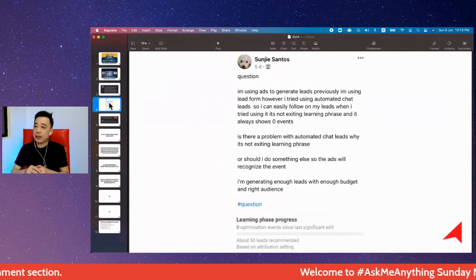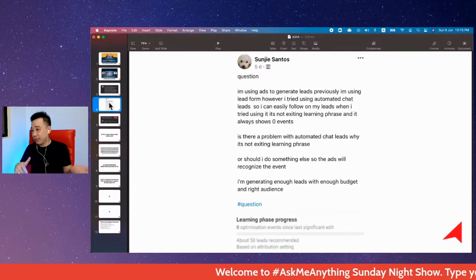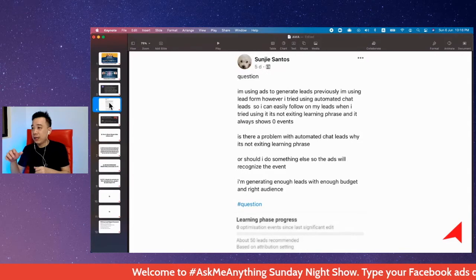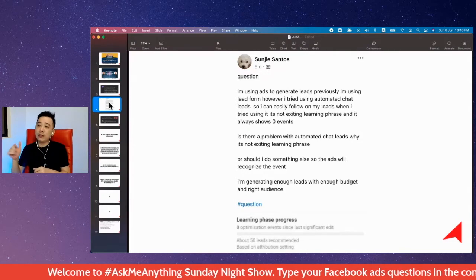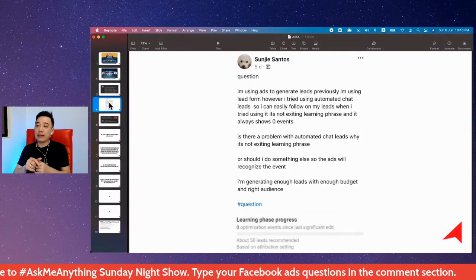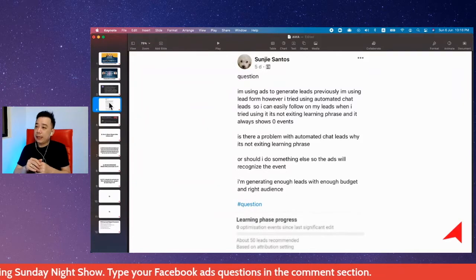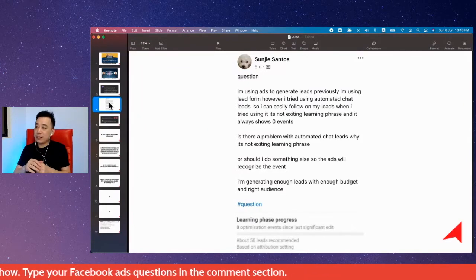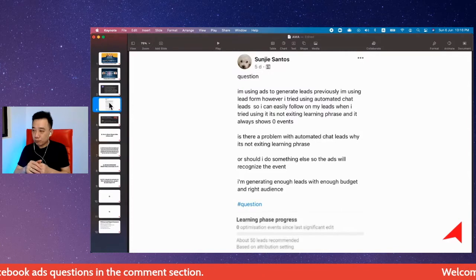Now, Sanji is asking, you're using an ad to generate leads, previously using a lead form. However, you are now testing automated chat leads so you can easily follow up on the leads, understand? And it's not exiting the learning phase, and it always shows 0 events. Is there a problem with automated chat leads?